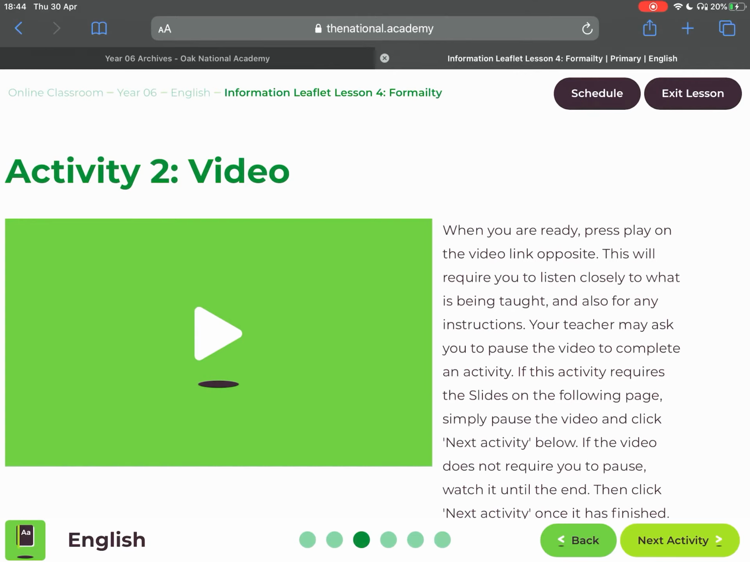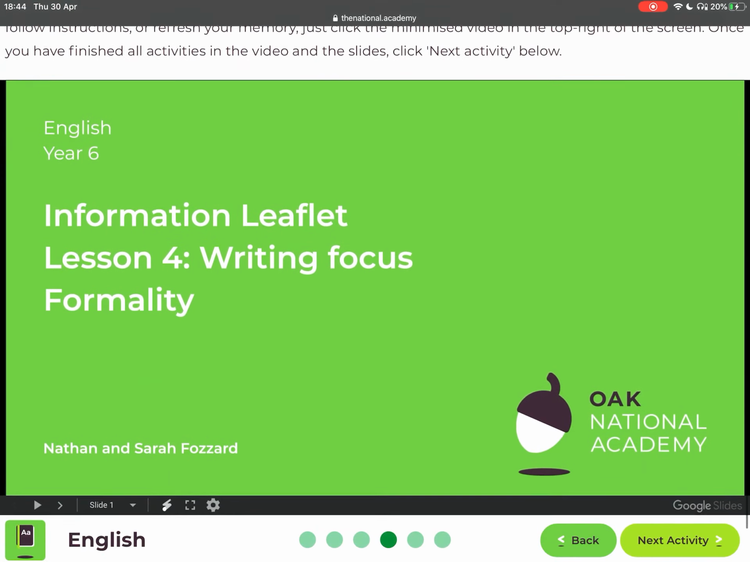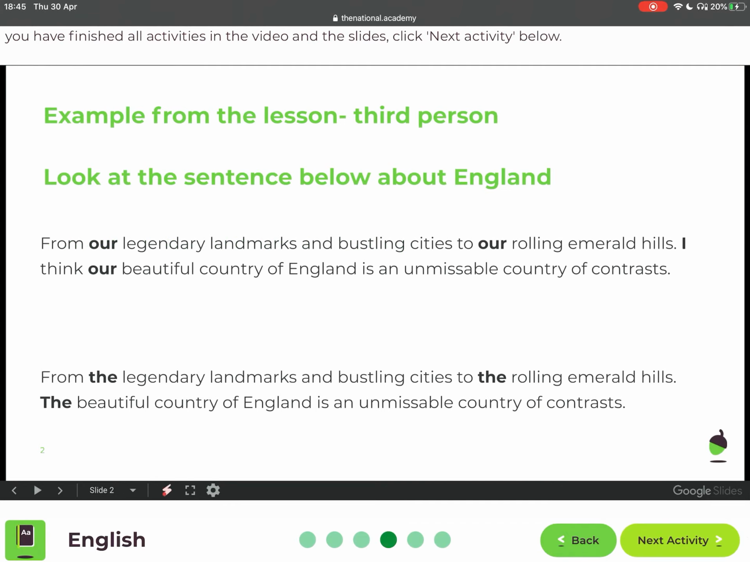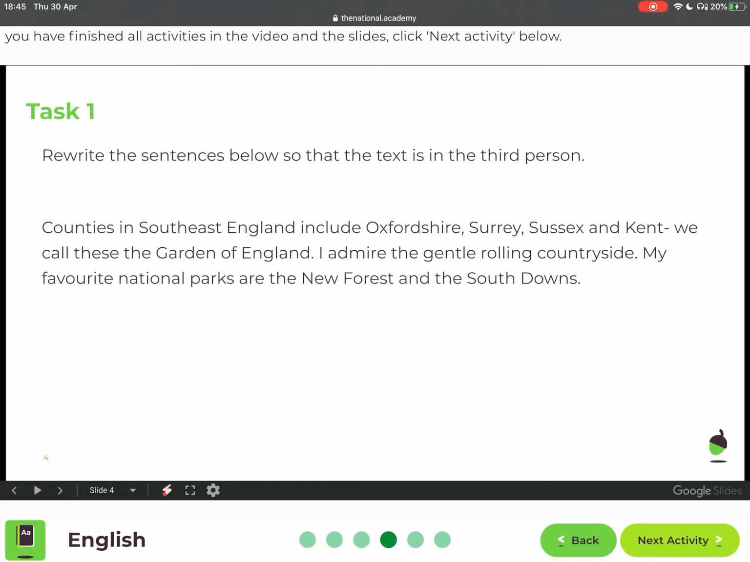He will explain everything, and after he's explained it, you've got your main activity. Here, these are examples from the video. Task 1: rewrite the sentences below so that the text is in the third person. Counties in South East England include Oxfordshire, Surrey, Sussex and Kent. We call these the Gardens of England. I admire the gentle rolling countryside. My favourite national parks are the New Forest and the South Downs. You need to rewrite this so it's in the third person.